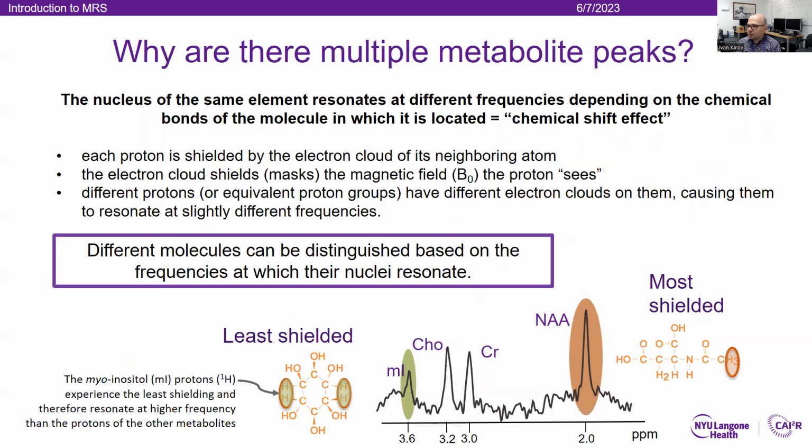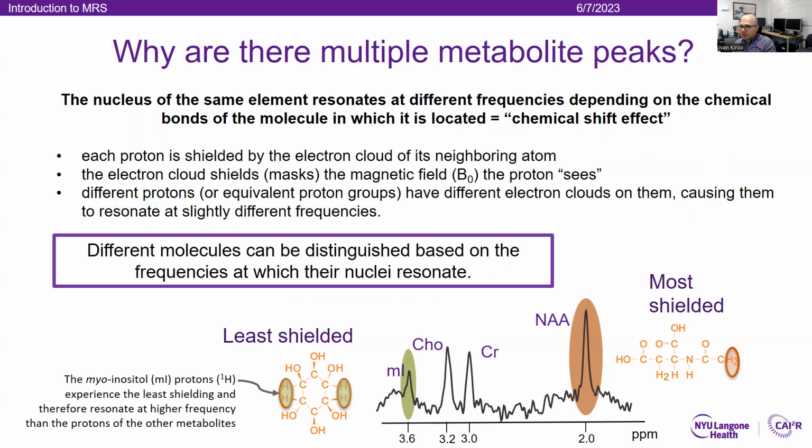Before that, I wanted just to tell you about the chemical shift effect, which forms the basis of MRS. So no MRS lecture will be complete without it. In short, different molecules can be distinguished based on the frequencies at which their nuclei resonate. What does this mean? It means that every atom in every molecule experiences a different molecular environment. It's nestled between different atoms. So the hydrogens that we detect here, they each experience different molecular environment because of the different electron clouds on them.